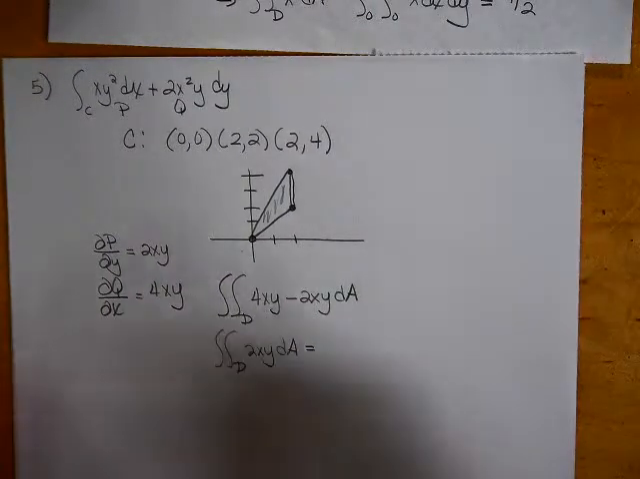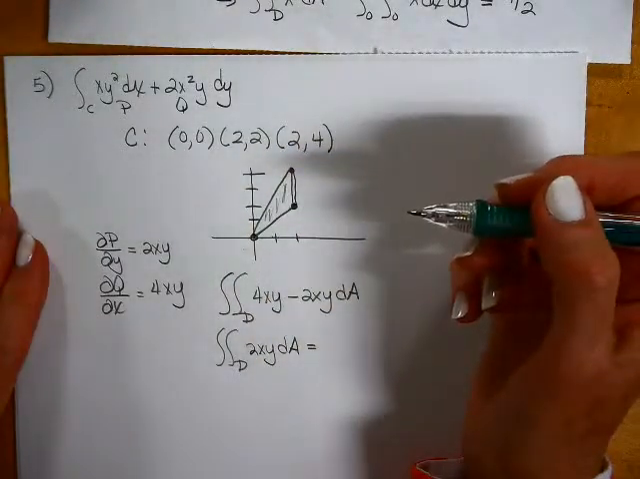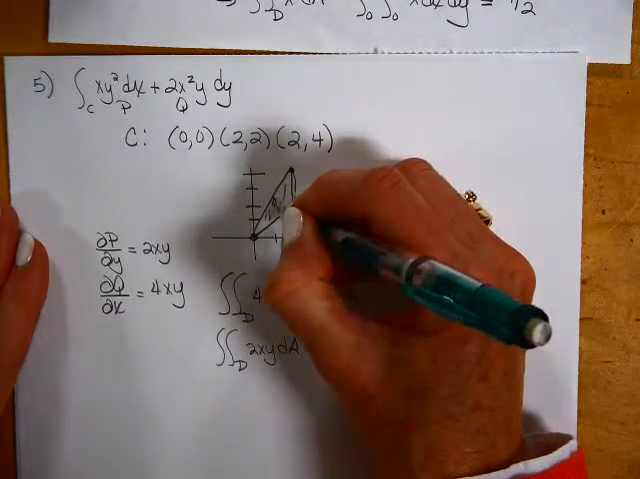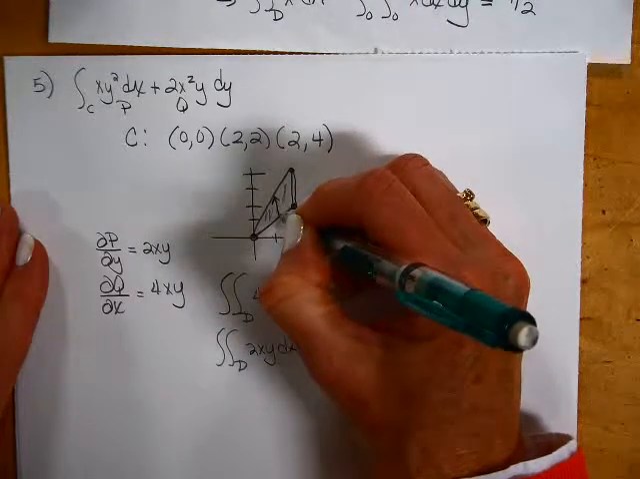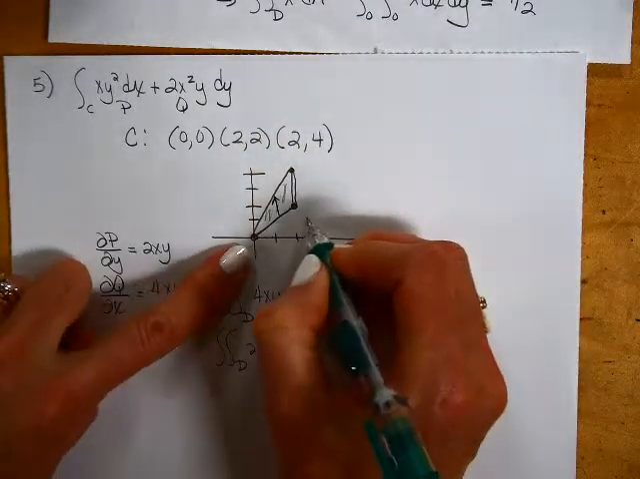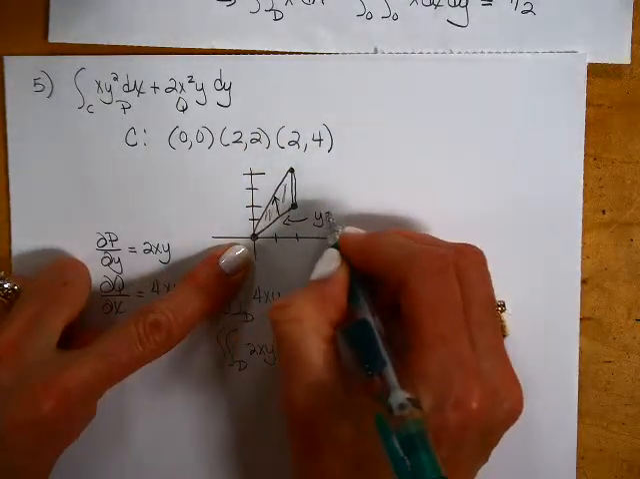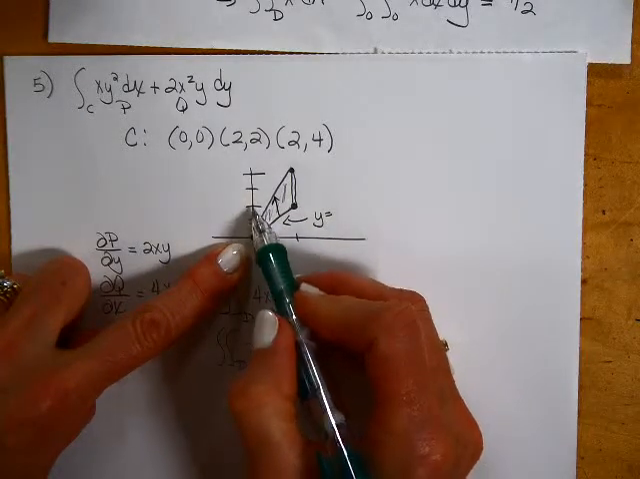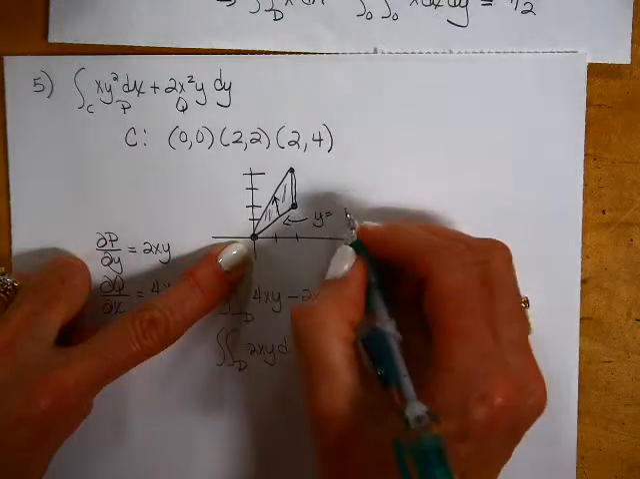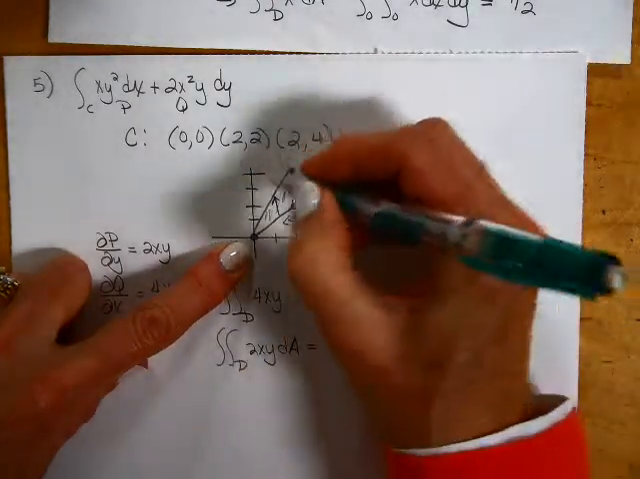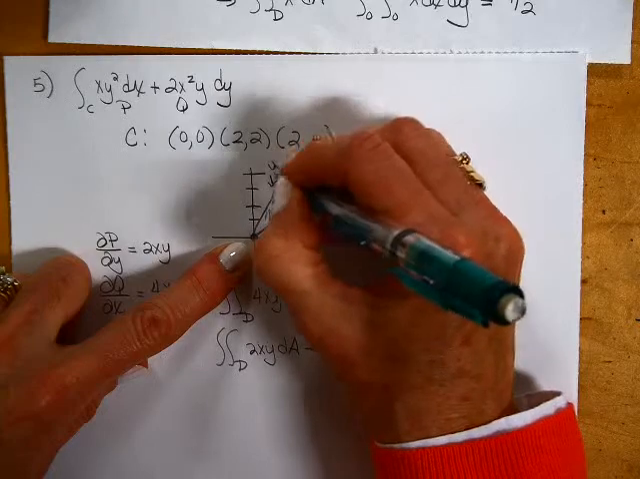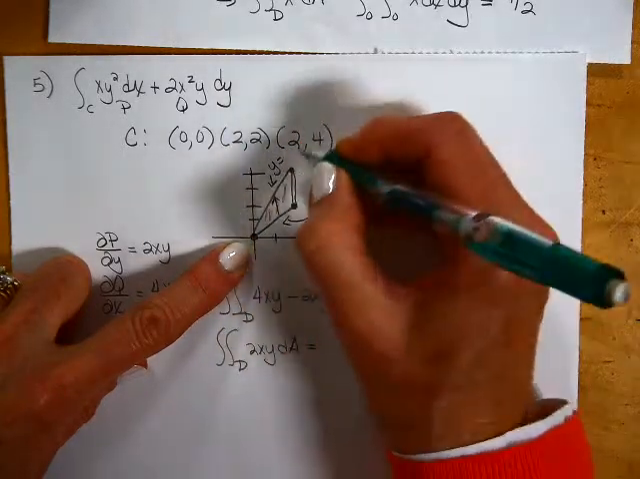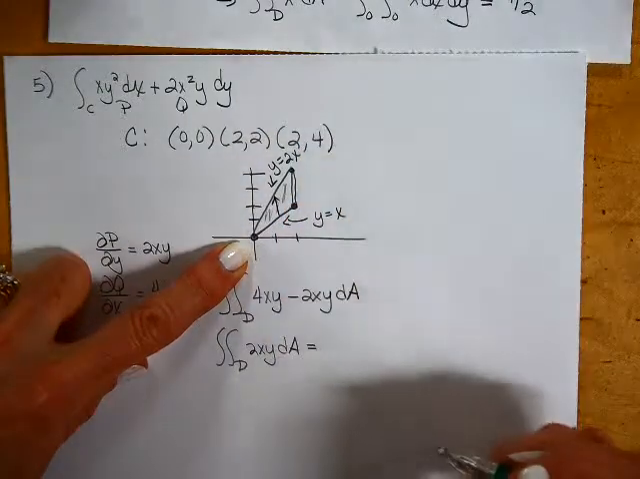So we need our limits of integration for this shape back in 2 dimensions, so we need values for x and y. I would probably let my variable go this way, so I need to find the equations of these lines. This line has y-intercept 0, rise over run, 2 over 2. So y is equal to x. And this one, y is equal to 4 over 2 times x, so y is equal to 2x.